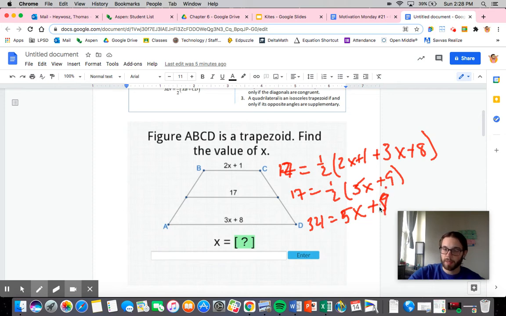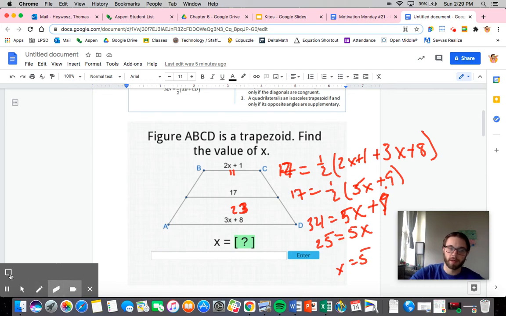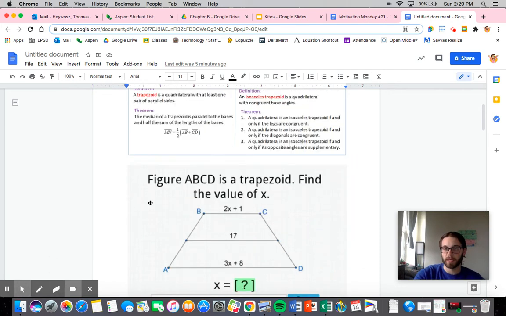Okay, I'm going to subtract the 9. So if I were to subtract the 9, that would be 25 equals 5x. So x will equal 5. All right, and that makes sense, right? If I plug in 5, this would be 15 plus 8, which is 23. If I plug in 5, this would be 10 plus 1, which is 11. And 11 plus 23, 34, divided by 2 is 17. All right, so that is ultimately how you use that for the mid-segment.